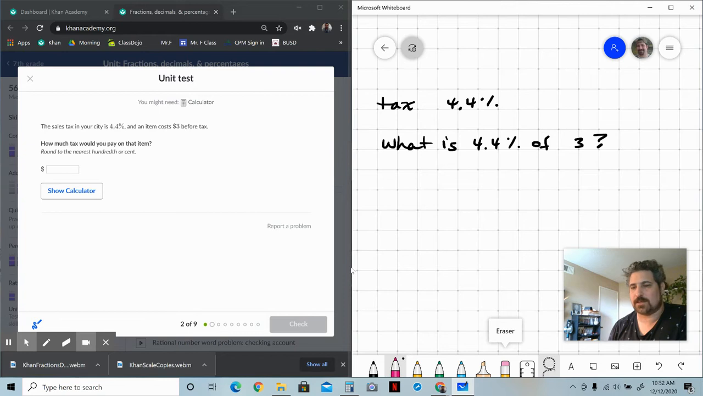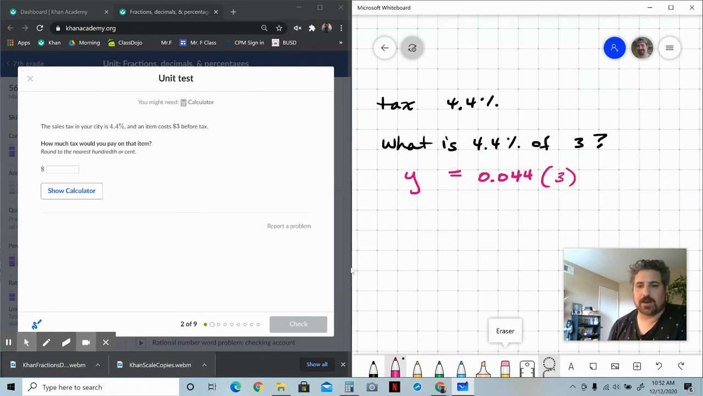And there's lots of ways to do this problem. You can say y is equal to 0.044, which is 4.4%, right? 4.4 out of 100. So that's 4 hundredths and 4 thousandths, right? So we're looking at 4.4 percent, and then of means times, and then times 3. So you could just do it as a direct translation, right? What is y? y is equal to 4.4%, which is the decimal value 0.044, and of means multiply, times 3.